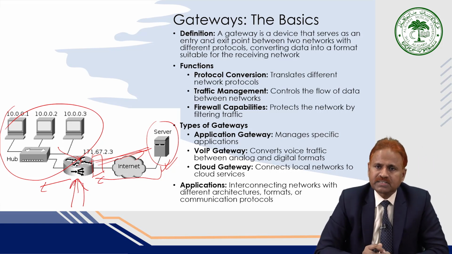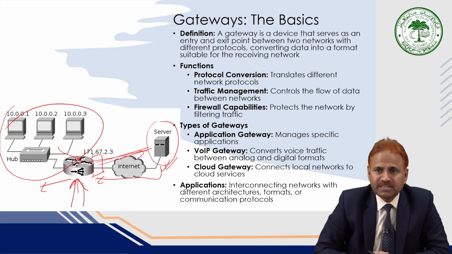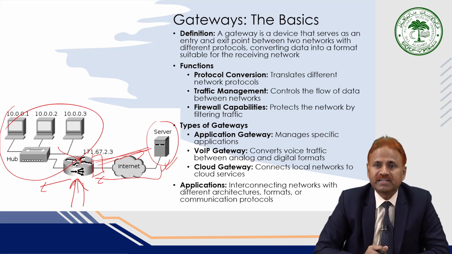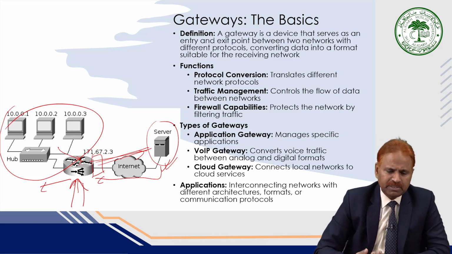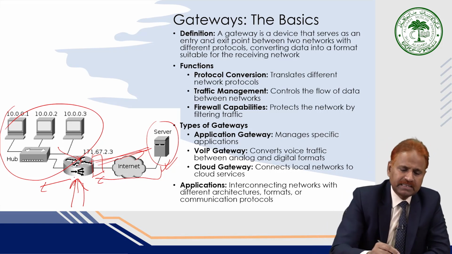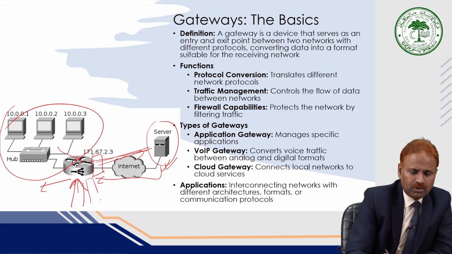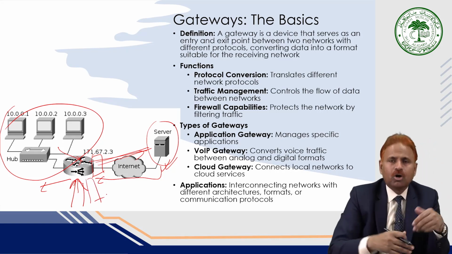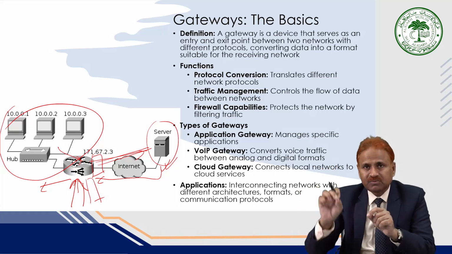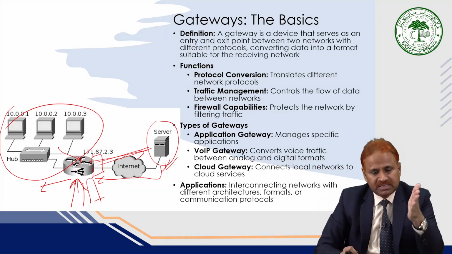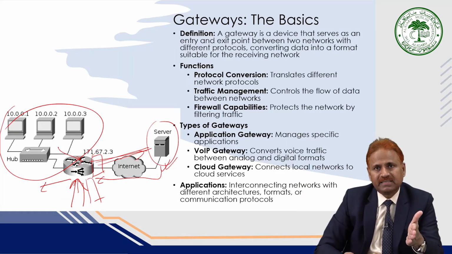So first thing is protocol conversion, that is, translating different network protocols. Traffic management is another thing, controlling the flow of data between networks. And firewall capabilities, which protect the network by filtering traffic. Sometimes it has other features as well, so that if you have defined that I will only allow this kind of packet, or I will not allow the packets which have this kind of information, this kind of filtering can also be done by the gateways.